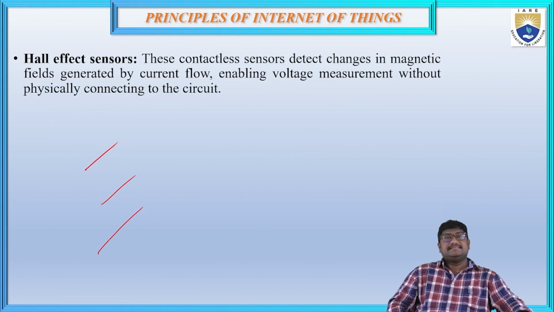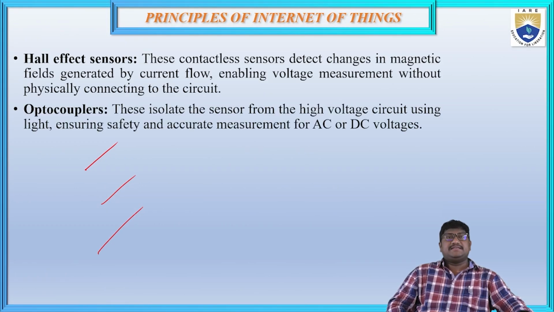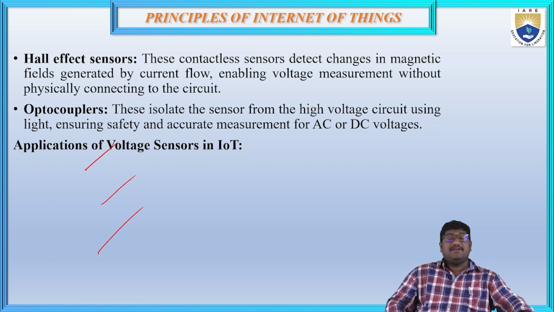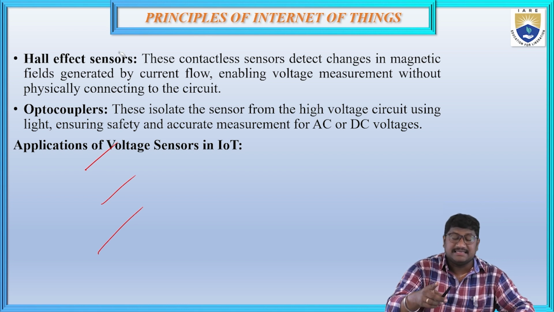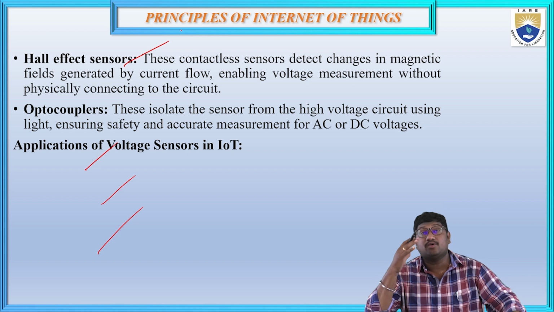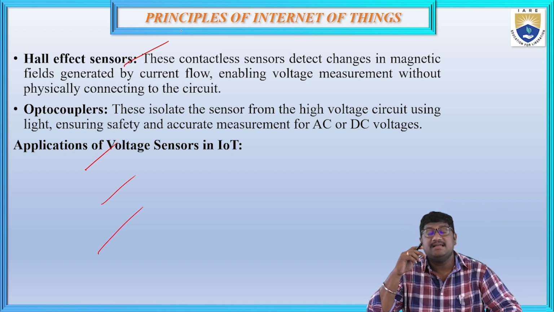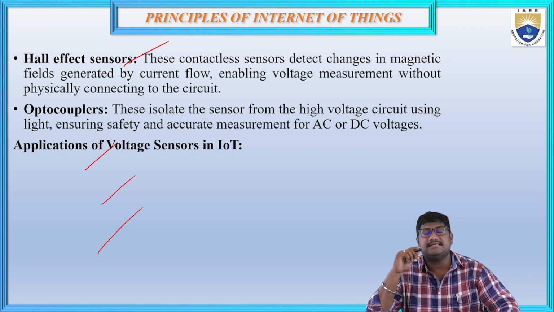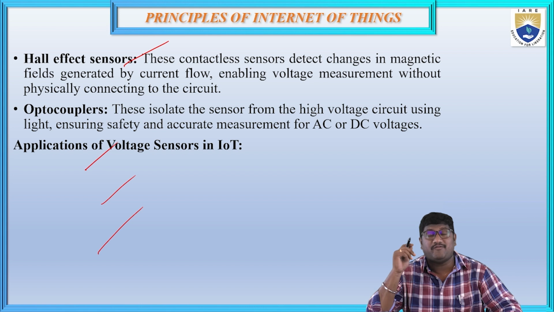And also, the next factor is the Hall effect sensor and optocouplers. These are also inherited in this particular sensor. Whenever we are using this voltage sensor, the Hall effect sensor is used for contactless detection of changes in fields, and also for generating the current flow, enabling voltage measurement without being physically connected to the circuit.